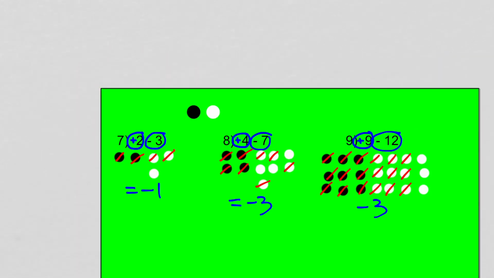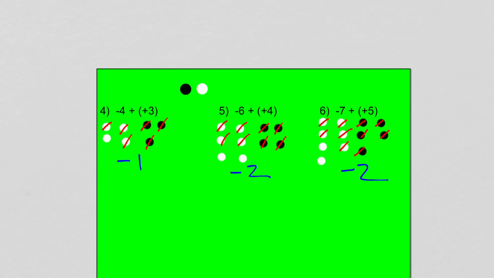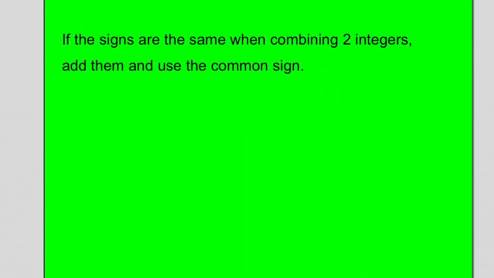Well, I think we've established a rule. If the signs are different when combining 2 integers, subtract the numbers and use the sign of the larger number in the answer. So that's the rule we can use for integers with a different sign. Different sign, you subtract. Okay, and then going way back here, for same sign, if the signs are the same, you add them and use the common sign. So same sign, add.